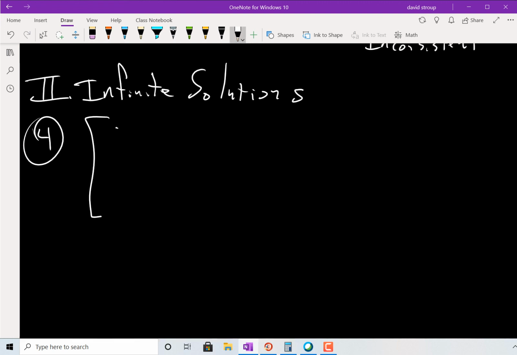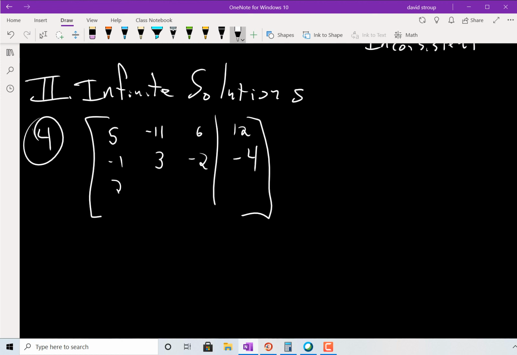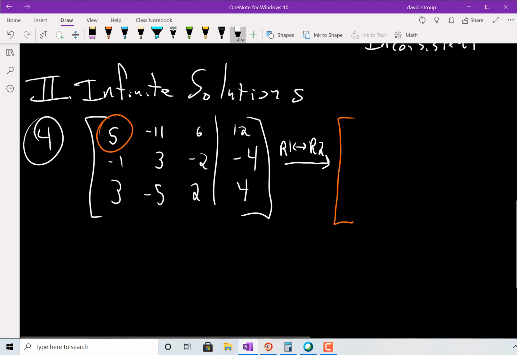And we have 5, -11, 6, and then 12. -1 and 3, -2, -4, and then 3, -5, 2, and 4. And business as usual, right? So I'm going to swap the two, row 1 and row 2, because I need to get a 1 in the first pivot position, and I'm trying to avoid fractions. Okay, so here we go.